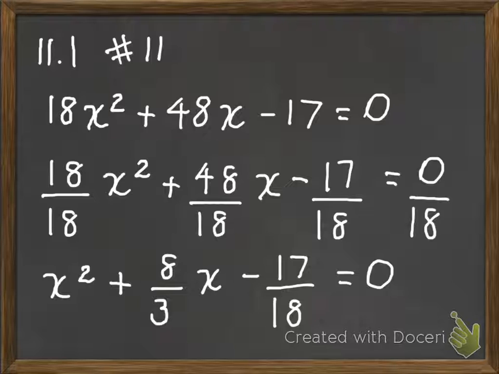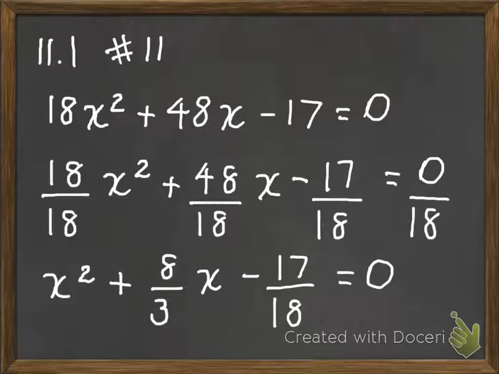is to get your a, which is your x squared coefficient, and in this case it is 18, we have to get it to be a 1. So that's the first step. So to get that 18 to be a 1, we divide by 18. But whatever we do to one side of the equation, we have to do to the other side. So we divide every term here by 18.